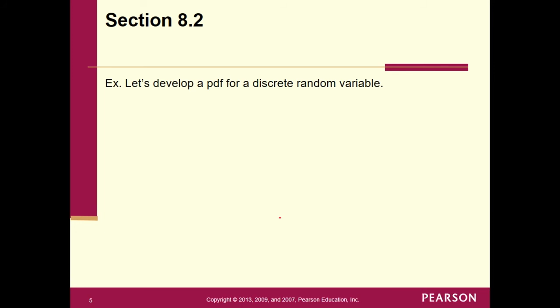All right, so let's develop a PDF for a discrete random variable. We have to define the discrete random variable first. So let big X equal the sum of a roll of two six-sided dice. Like Monopoly. You play Monopoly, you have two six-sided dice. You roll, and that's going to be something that happens randomly. So we have the sum of a roll of two six-sided dice.